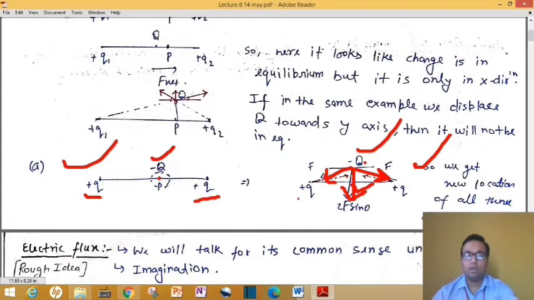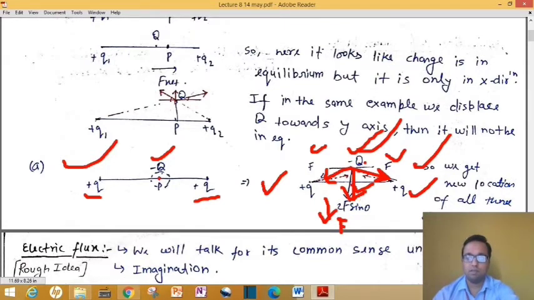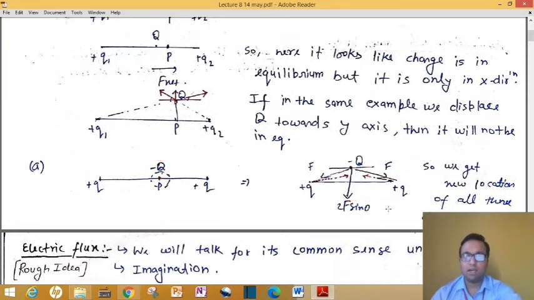However, one more thing will occur. When your minus q charge tries to come back to its original position, that means it tries to move in the downward direction due to the net force on it, because the horizontal components will be cancelled out. So due to the net vertical force, it will try to move down. This minus q charge is experiencing some amount of force in the downward direction.